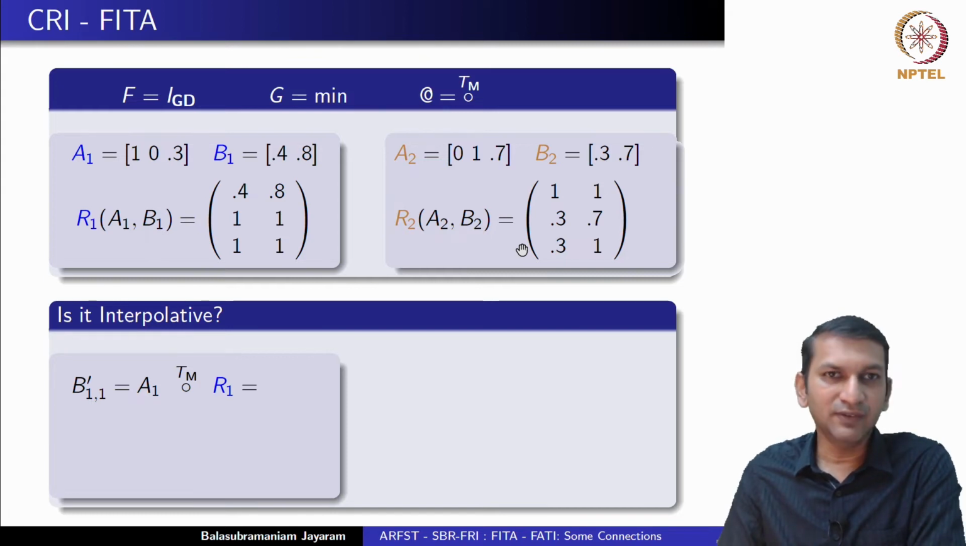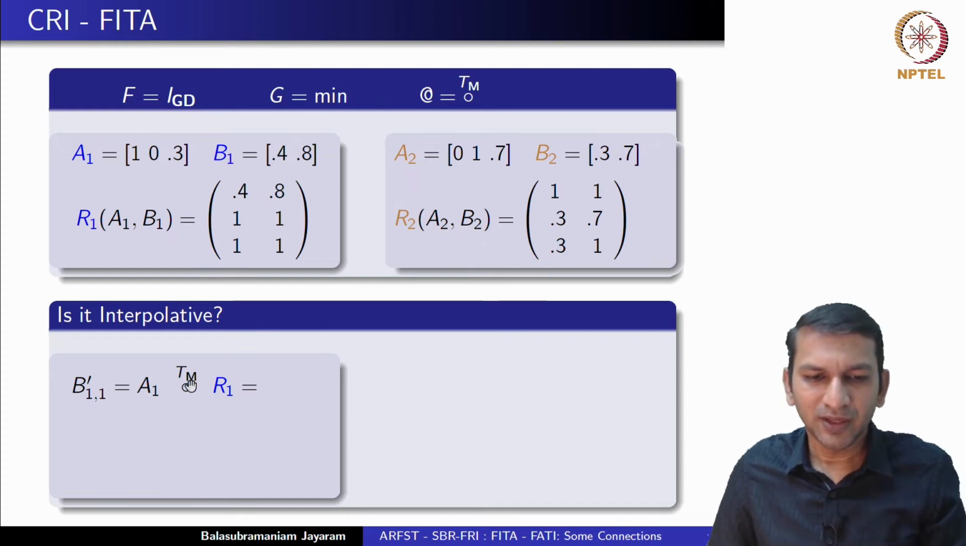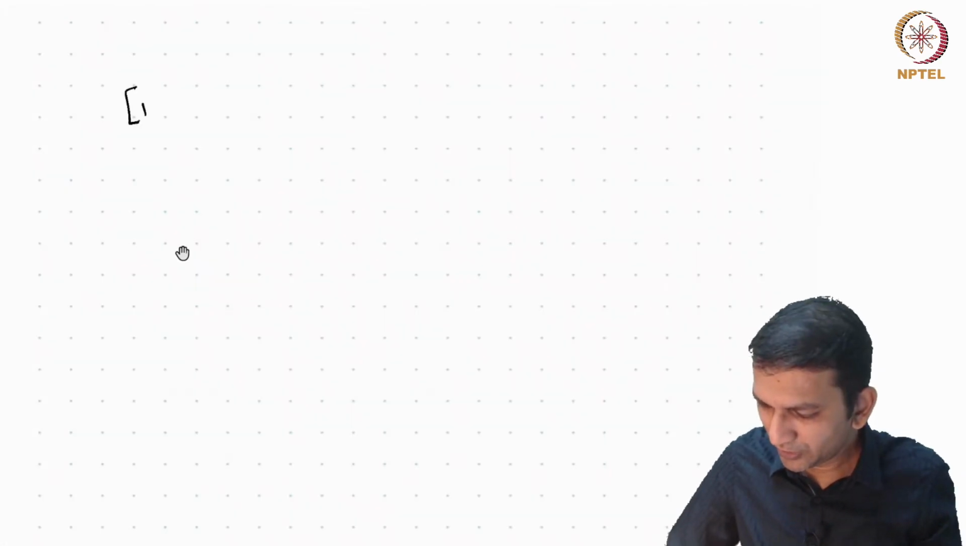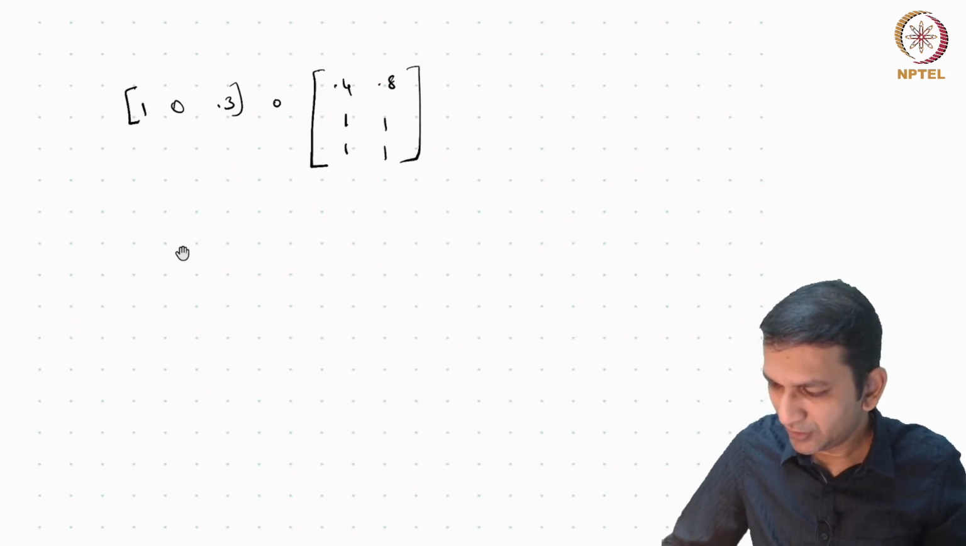In the case of FATI, we knew that it is interpolated. That is, if you give A1, you will get B1, and A2, you will get B2. So now, in the case of theta, we are taking A1 and composing with R1. Let's write this. So we are looking at 1, 0, 0.3 composed with R1. R1 is given as 0.4, 0.8, 1, 1, 1, 1. Note that we are using sup-min composition.